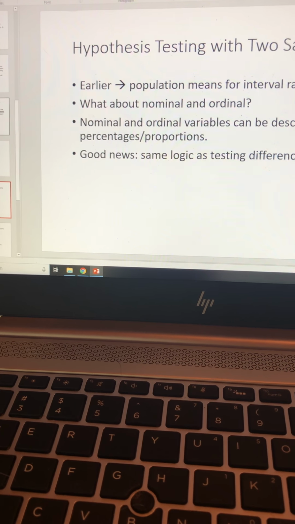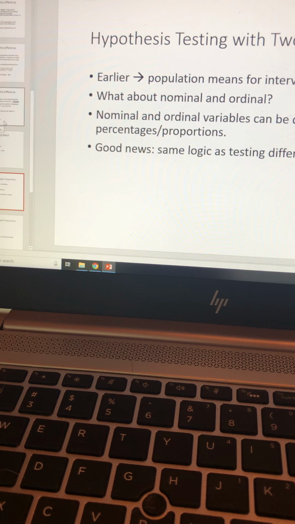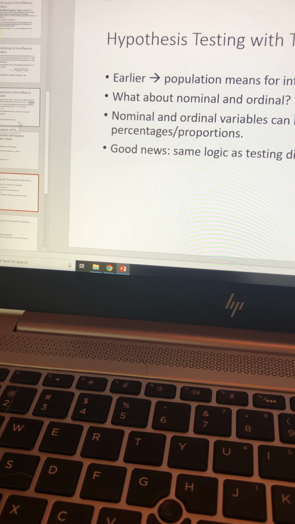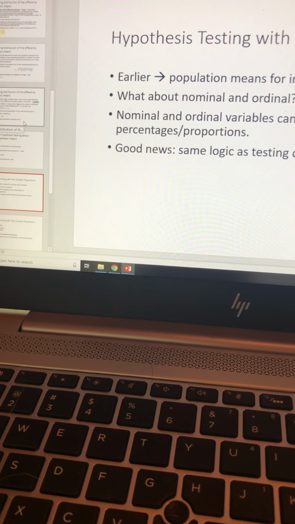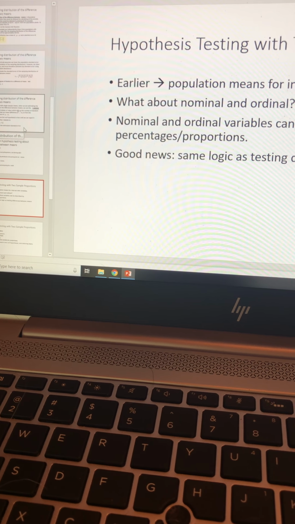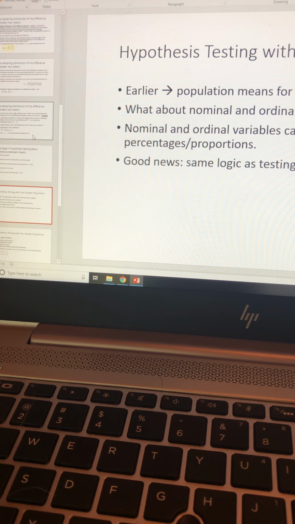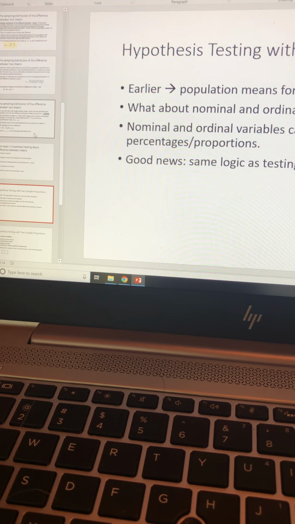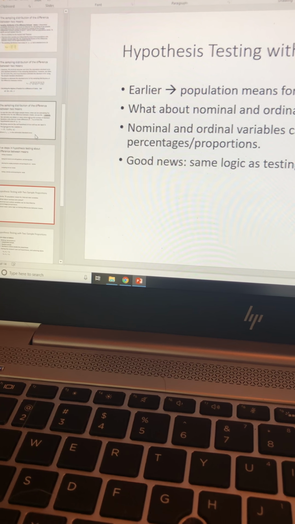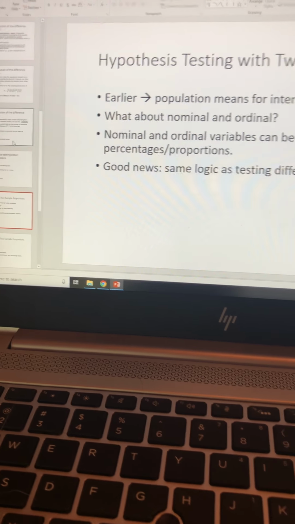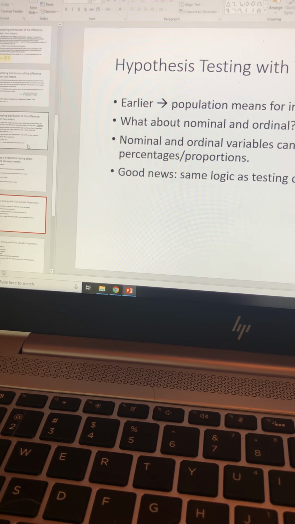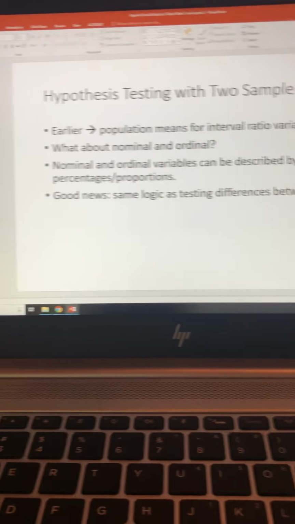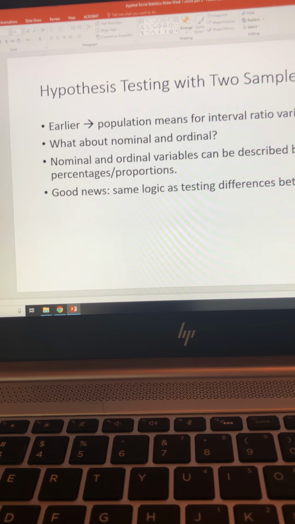But think about what you could say with proportions. What if you want to compare men and women, the proportion of men who vote Republican and women who vote Republican, or men who have college degrees and women who have college degrees? It's the same thing. You're still comparing two groups, but before you were comparing two group means. Now we're going to compare two groups' proportions. And the key difference is that with the group means, we use the t distribution. With the group proportions, we go back to our old friend z.